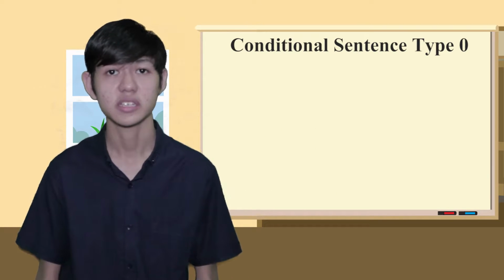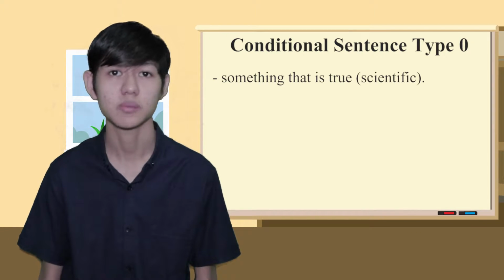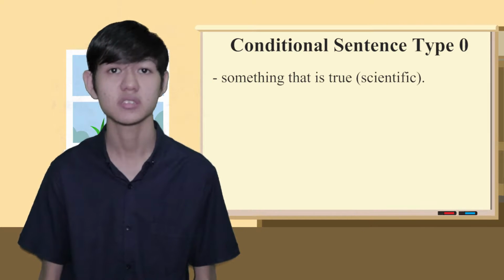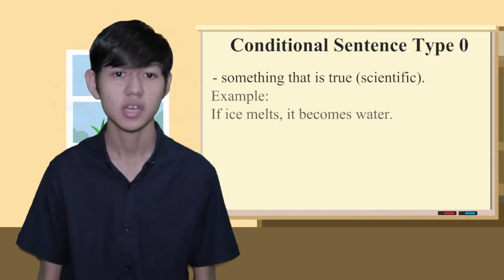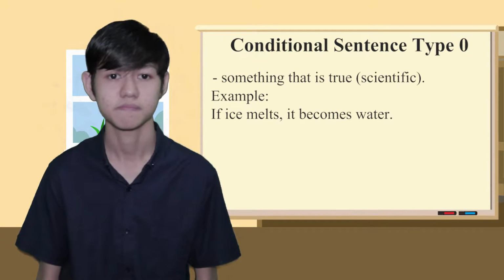In this video I will explain conditional sentence type 0. This conditional sentence talks about something that is true. A zero conditional sentence usually talks about something scientific, so the condition is 100% true. For example, if ice melts, it becomes water.